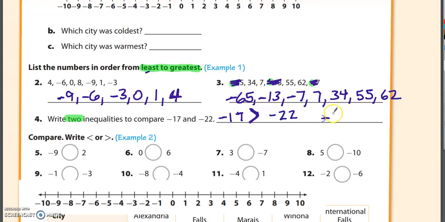And my second answer is when I invert the numbers, and I invert the symbol as well. And this one reads -22 is less than -17.